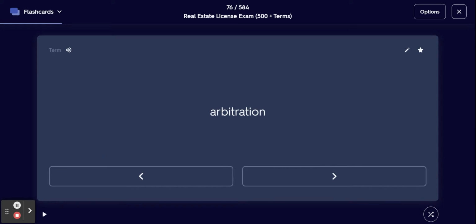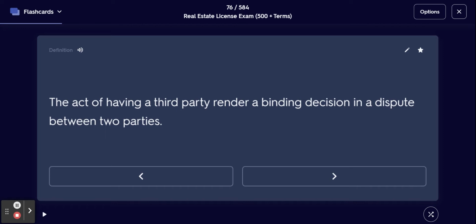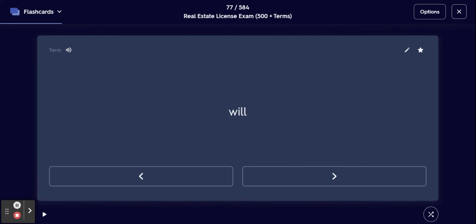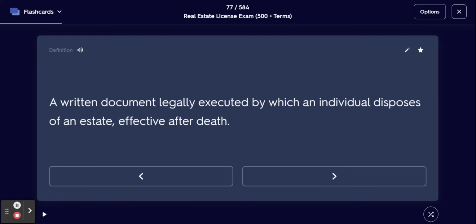Arbitration. The act of having a third party render a binding decision in a dispute between two parties. Will. A written document legally executed by which an individual disposes of an estate effective after death.